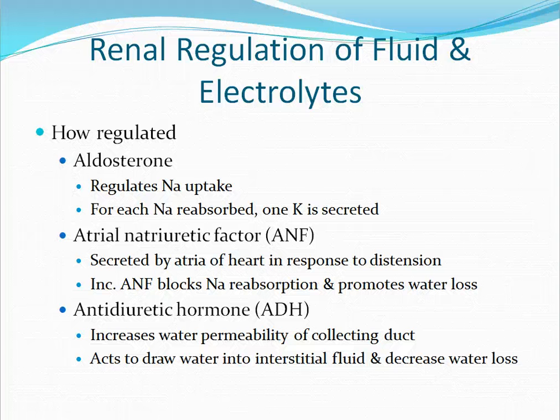A second hormone is atrial natriuretic factor. This is secreted by the atria of the heart in response to their distension. When there is excess water in the body, this is represented by an increase in blood volume. The more blood volume there is, the harder the heart will have to work. So as this increase in blood volume comes through the heart, it will distend the atria. The atria responds by secreting ANF.